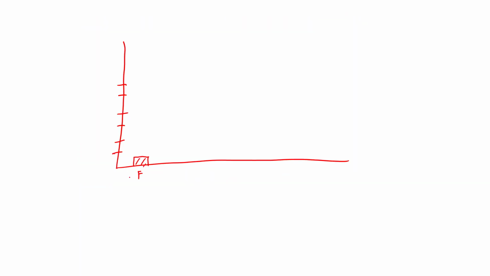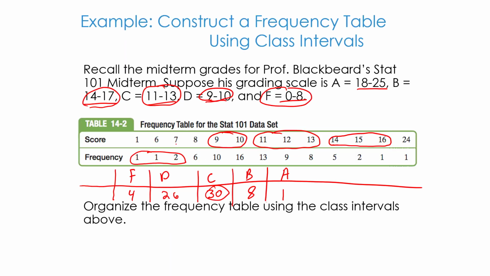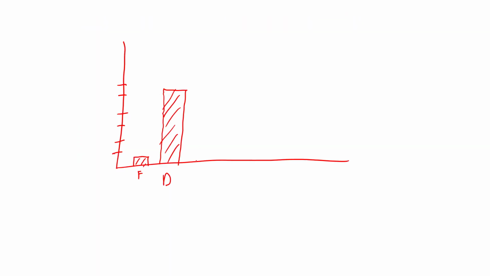For D's, we have 26. So 5, 10, 15, 20, 25, and then a little bit more, 26. And that would be the D bar. C's, we have 30. So we start here, go all the way up to the top here, come across, and that would be the C bar.